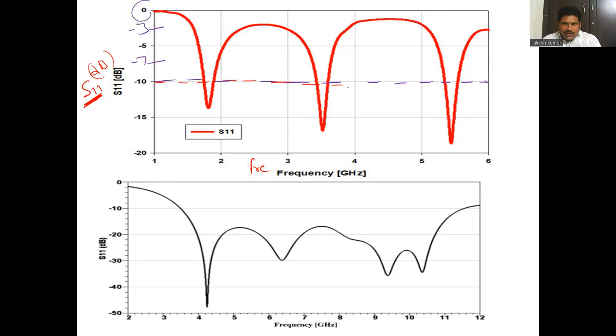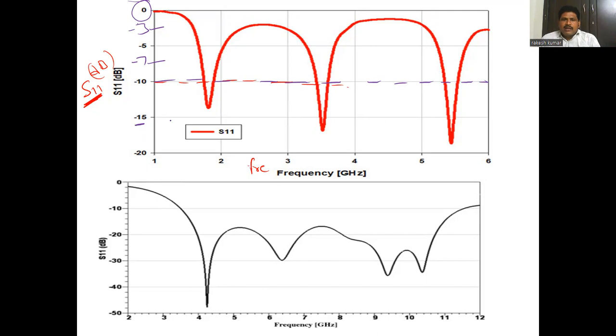So what does 0 dB indicate? 0 dB means in this formula, whatever the power you have provided, all the power, without radiating, is coming back at the same port. What does minus 15 indicate? Minus 15 indicates a better one. Minus 15 means 93% of the power is radiated and only 7% is reflected back. What does minus 20 indicate? 96% of the power is radiated, only 4% is reflected back.